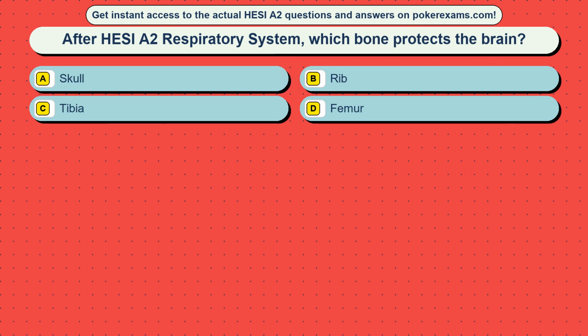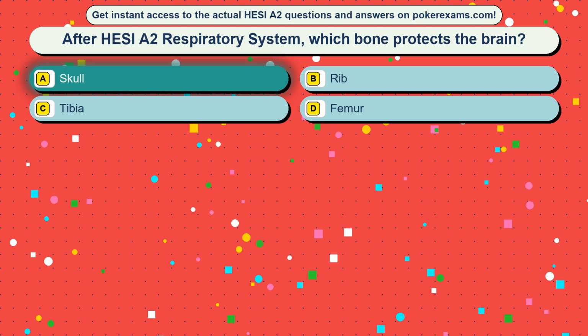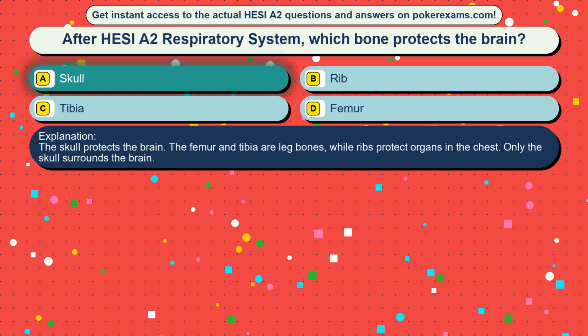Equivalent ratios must scale both parts equally. Question 26. After HESI A2 respiratory system, which bone protects the brain? Option A, skull. Option B, rib. Option C, tibia. Option D, femur. The correct answer is option A, skull. The skull protects the brain. The femur and tibia are leg bones, while ribs protect organs in the chest. Only the skull surrounds the brain.